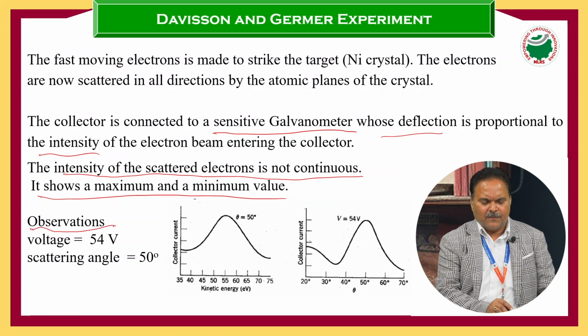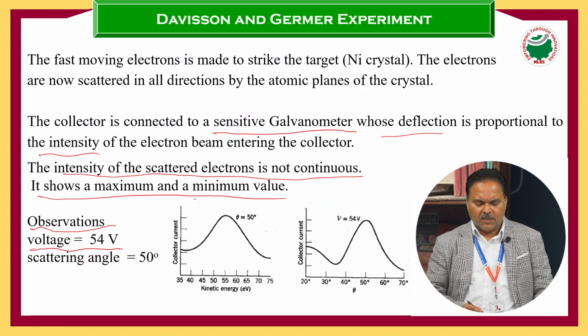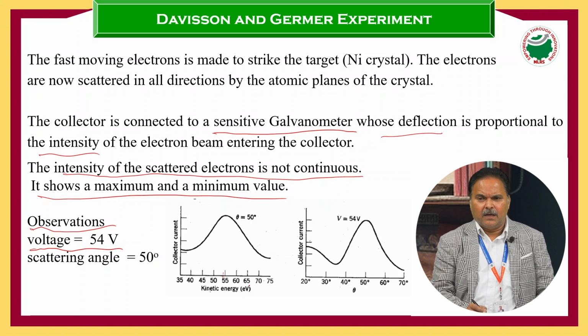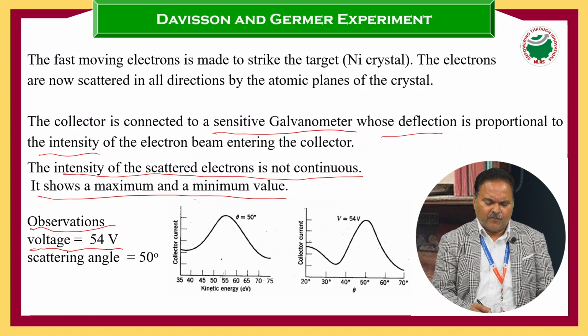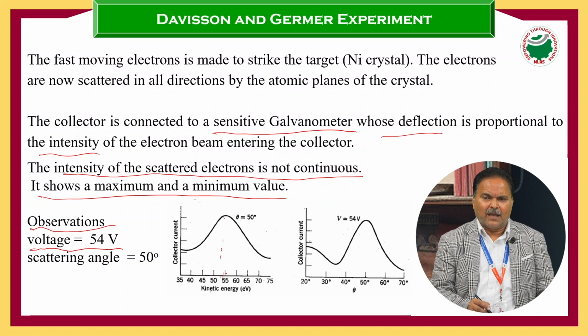One observation is around 54 volts. Around 54 volts, they got maximum intensity of the beam. That means the kinetic energy is the applied voltage from the high voltage power supply. They applied 54 volts, then you will get the maximum intensity of the scattered electrons. That means the number of scattered electrons at this angle is more. So at this angle it will be maximum intensity.